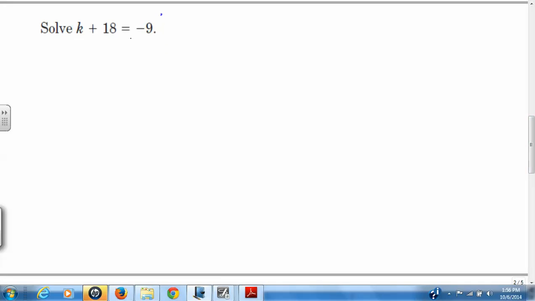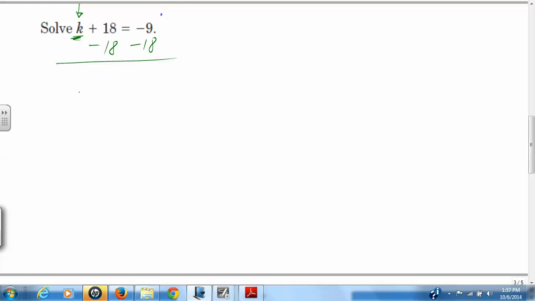Another example. As you can see, it's pretty much the same as the previous one. The only difference is that you have to take away 18 to leave your k by itself. The main goal for solving an equation, or the main method to solve an equation, is to have your variable, k in this case, by itself on the left side. Because I'm taking negative 18 from the left, I will take, well, I'm subtracting 18 actually. I'm taking 18 from both sides, from the left and from the right.